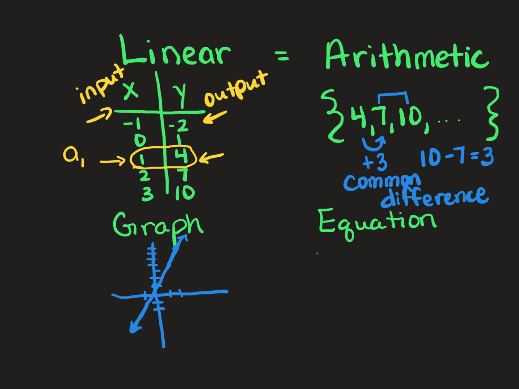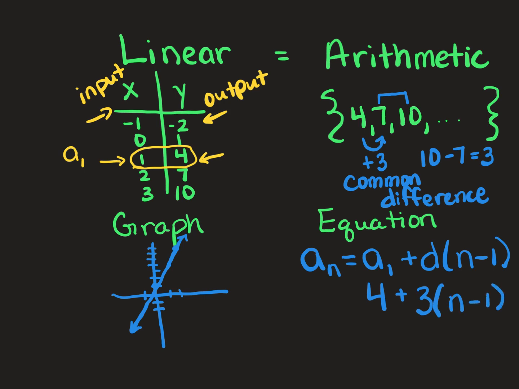For the equation, we were given for the explicit a sub n equals a sub 1 plus d times n minus 1. So if we use this as our pattern, a sub 1 is the first number in the sequence. We already said that that was a 4. D is the common difference. We found that in the arithmetic side, that was a 3, the number being added each time. And then we can multiply by n minus 1.